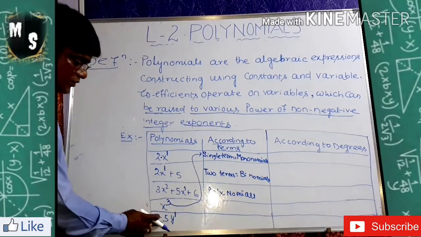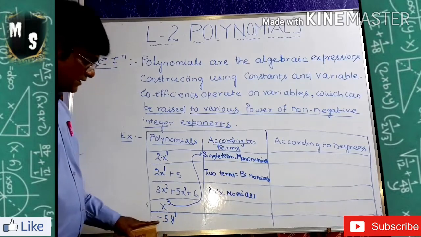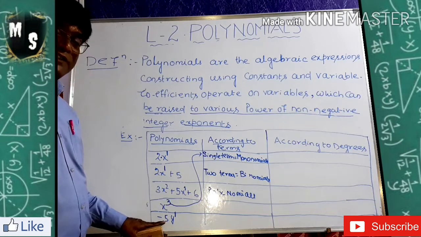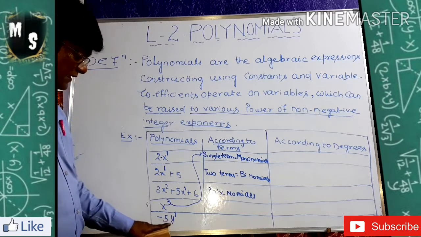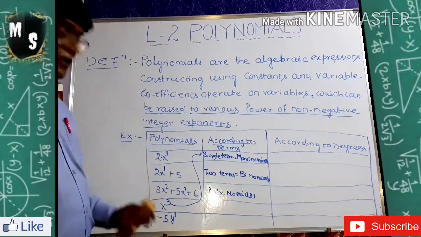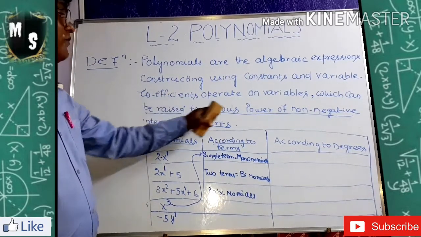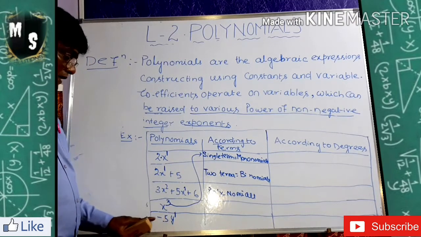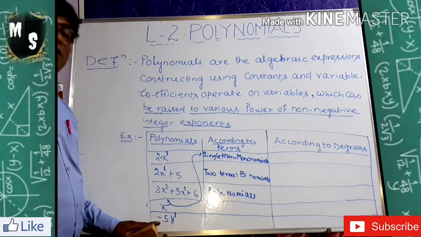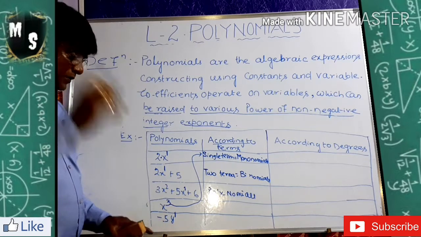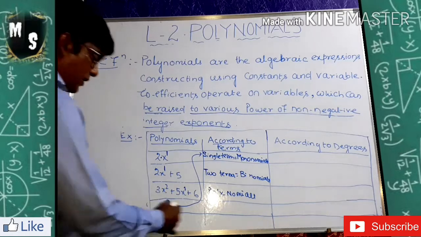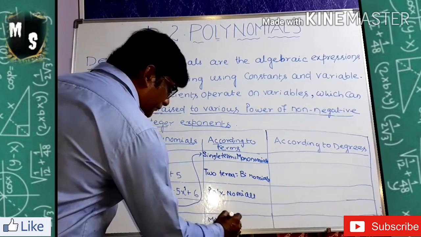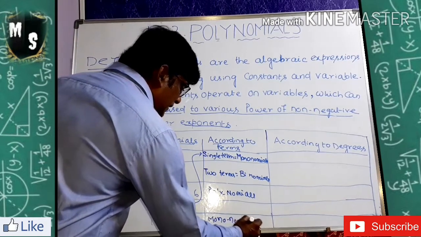Clear? Now you see this one, also nothing is added, but a minus sign is there. The minus sign belongs to the number only. Minus 5 is called the coefficient of y. I explained coefficient: it is operating on the variable. Here the variable is y, and minus 5 is operating with y, so it is called the coefficient of y. What is the coefficient of y? Minus 5. But it is also a monomial, because it has a single term.